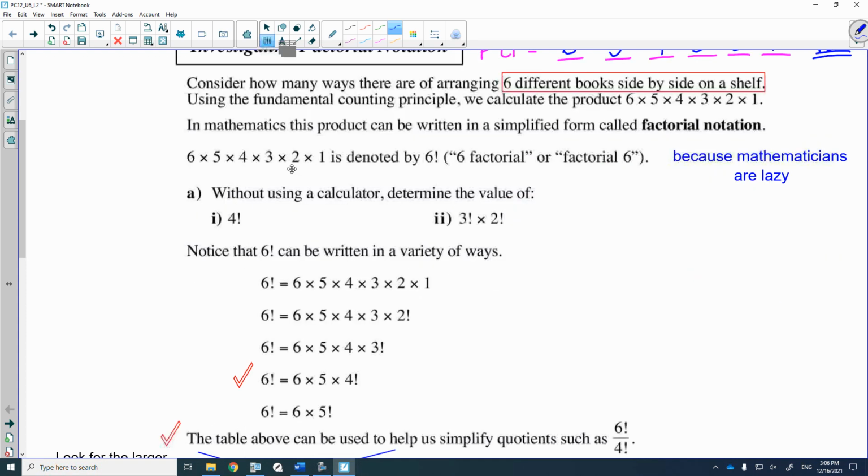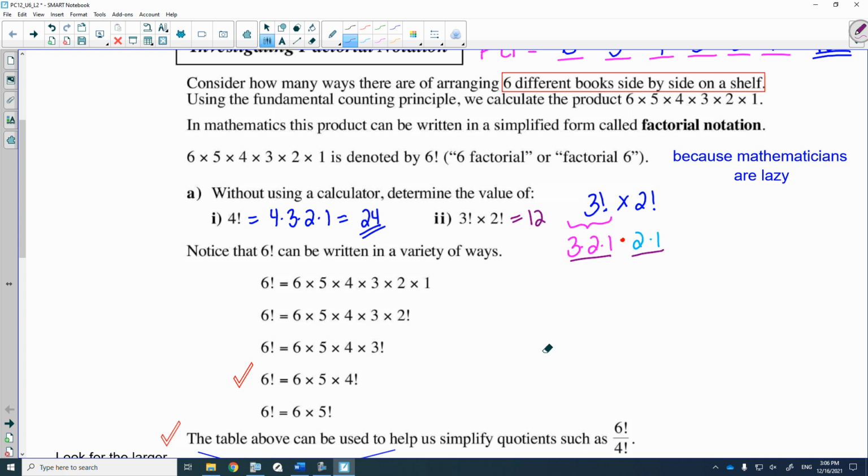It says, without a calculator, determine the value of 4 factorial. So 4 factorial is simply 4 times 3 times 2 times 1. 4 times 3 is 12, and 12 times 2 is 24. If we were to evaluate 3 factorial times 2 factorial, well, 3 factorial would be 3 times 2 times 1 times 2 factorial would be 2 times 1. 3 times 2 times 1 would give you 6, times 2 would be 12.